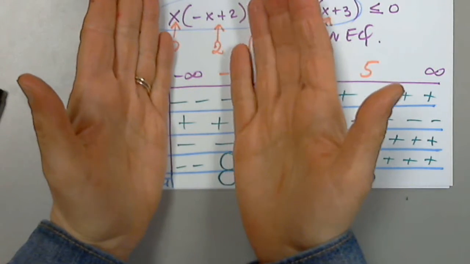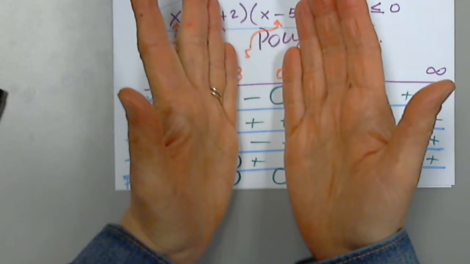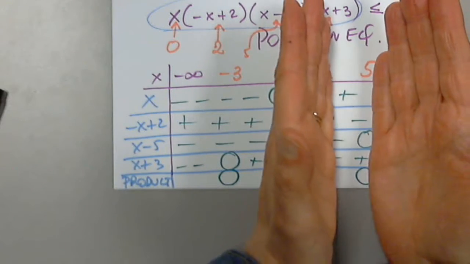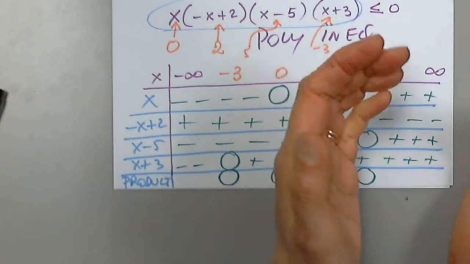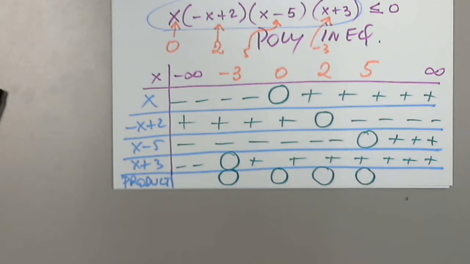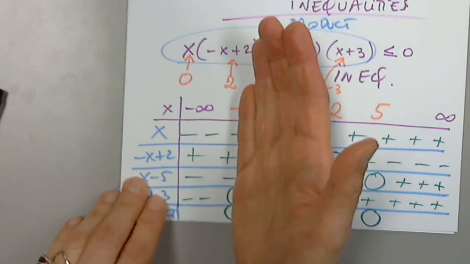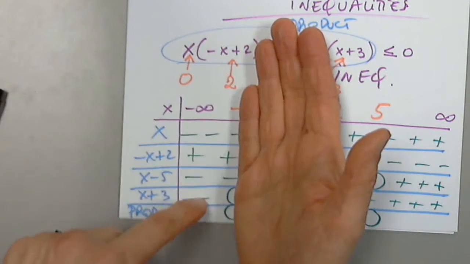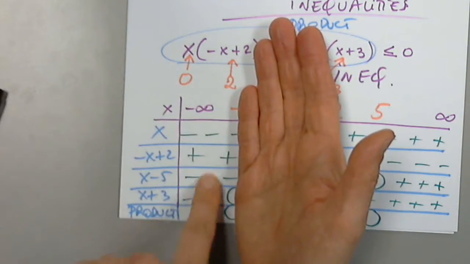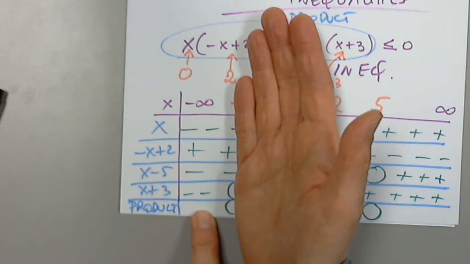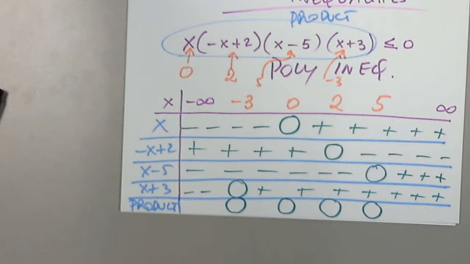1, 2, 3, 4, 5. Agreed? On the first subinterval, the first one is negative, the second one is positive, the third one is negative, the fourth one is positive. What is the sign of the product? Yes, because there are 3 negatives. Awesome. Well done.